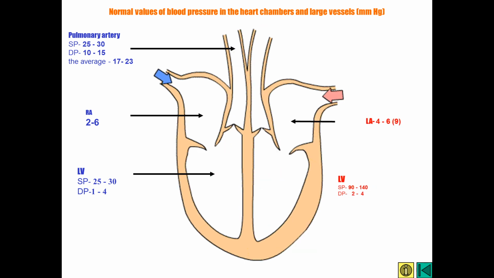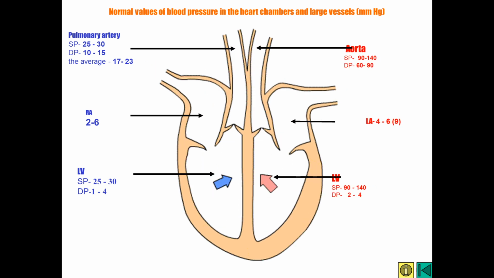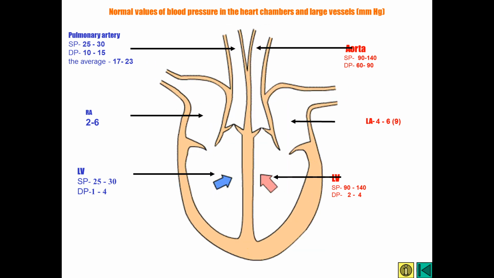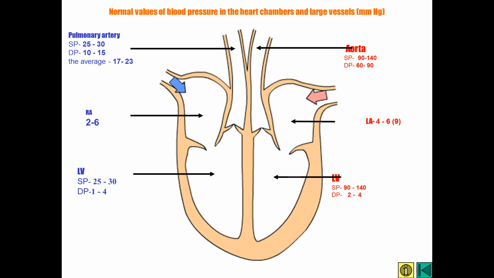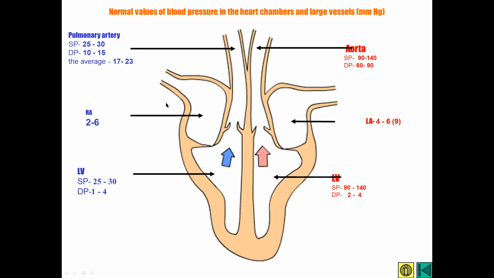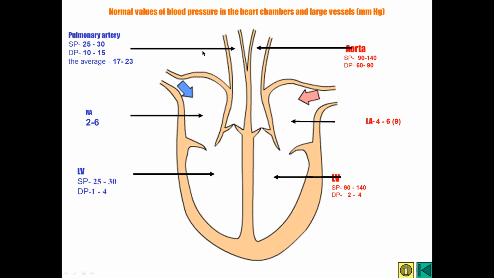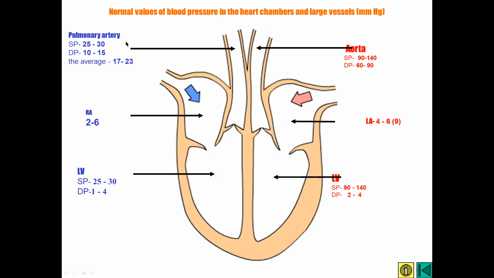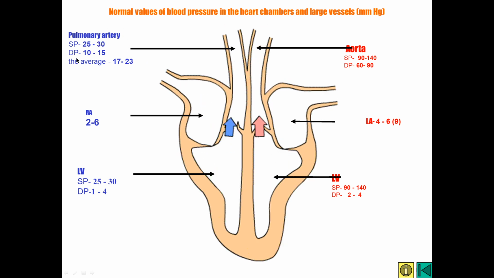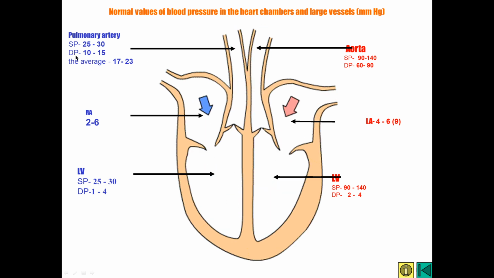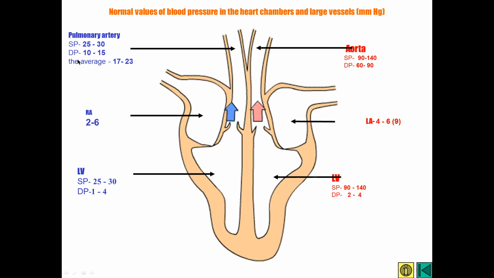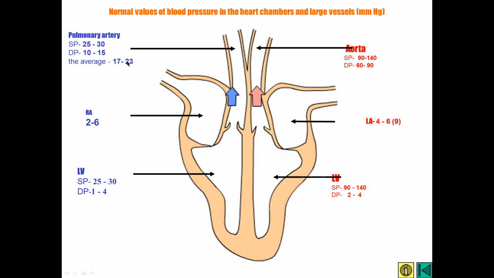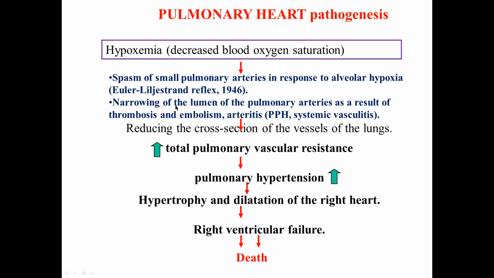To understand pulmonary hypertension in cor pulmonale, you have to know normal pressure in heart chambers and in main vessels, and of course you should know exactly the pulmonary artery pressure. Systolic pressure should be not more than 30 mmHg, whereas diastolic pressure not more than 15, and it's very important, average pressure is 17 to 23 mmHg. Average pressure should be not more than 25 mmHg.